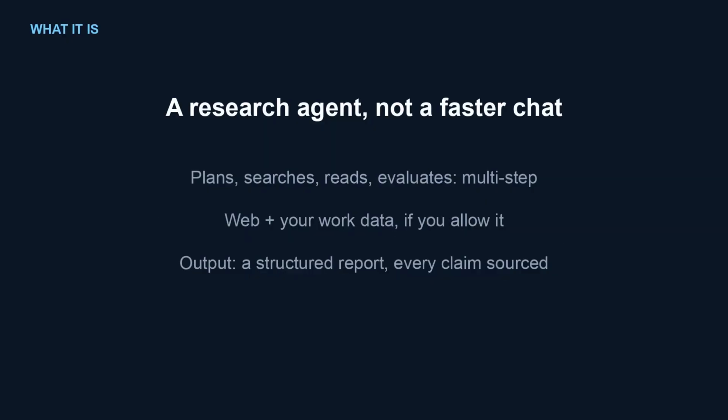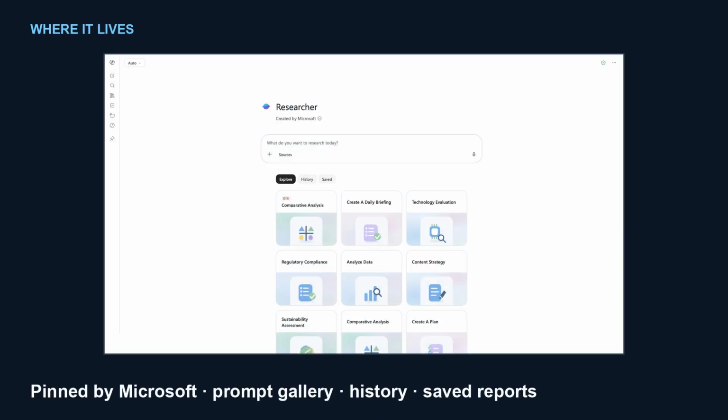Researcher is not a faster chat. Where chat answers in one pass, Researcher plans, searches, reads, and evaluates over several minutes across the web and, if you let it, your work data. It is included in the paid Copilot license, and the output is a structured report where every claim carries a source. It lives in the left sidebar, pinned by Microsoft for every licensed user.